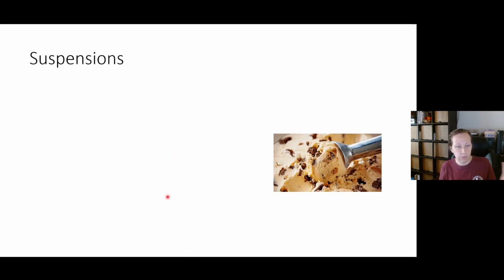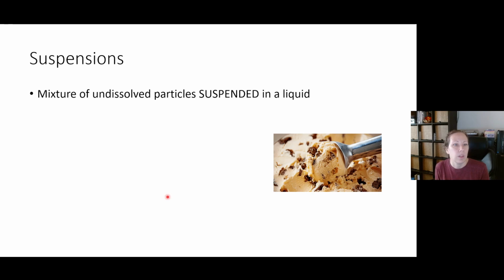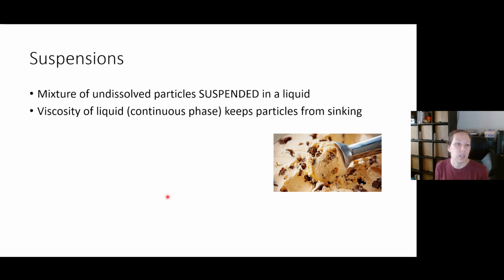So that was it for foams, and I'm not going to talk about gels, which was the third one for colloidal dispersions. And we're going to go into suspensions, which was the third type of mixture that we're covering. And this is the last slide. So suspensions are mixtures of undissolved particles, so they're not part of solutions, that are suspended in a liquid in some way. The viscosity of this liquid is the only thing that keeps these particles from sinking. With suspensions, you can see these particles with your eyes. They are not microscopic.